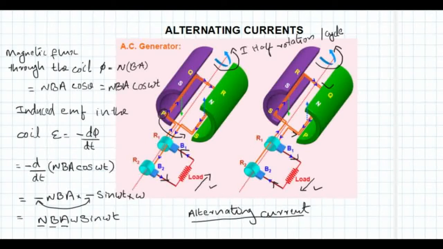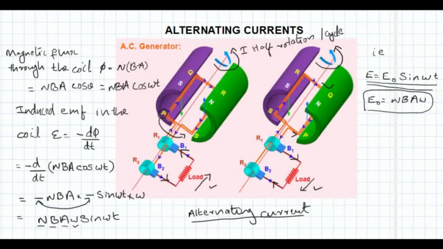Now again, NBA are all constants, and omega is the angular velocity. So for a constant angular velocity omega, we may write NBA omega as a constant. Therefore we may write E is equal to E0 sin omega t, and E0 is NBA into omega. So E is equal to E0 sin omega t is the induced EMF, also called the instantaneous EMF.